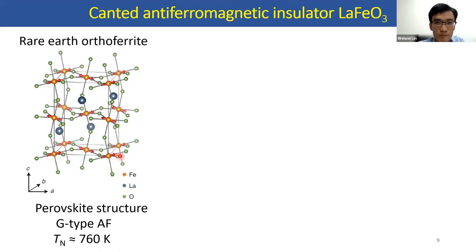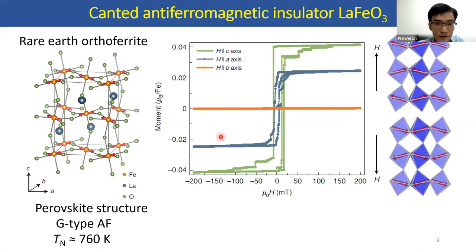If we measure the magnetic loop of this lanthanum ferrite crystal, we can see the loop along the c-axis. We can see the magnetization can be switched with fields as small as on the order of 10 millitesla, so not a very large field. This is the main magnetization we can measure. If we apply the field along the a-axis, we can measure a smaller magnetization loop. And if we apply the field along the b-axis, then no detectable magnetization loop can be found.